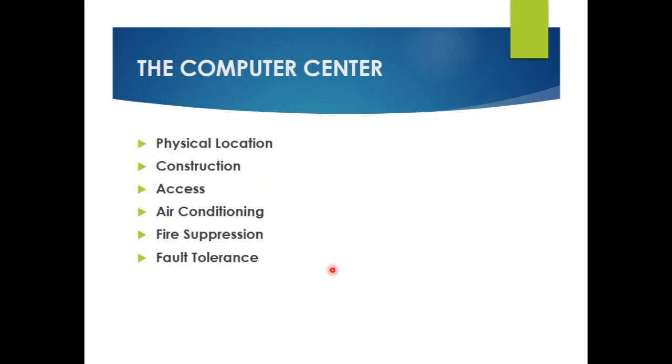Next is the construction. A computer center should be located in a single-story building of solid construction with controlled access. The utility lines should be underground. The building windows should not be open. And an air filtration system should be in place that is capable of extracting pollens, dust, and dust mites.